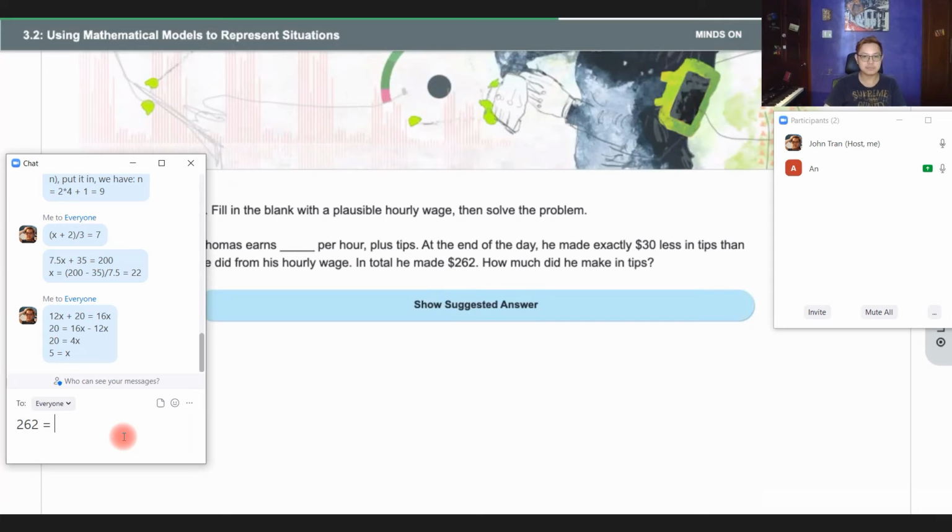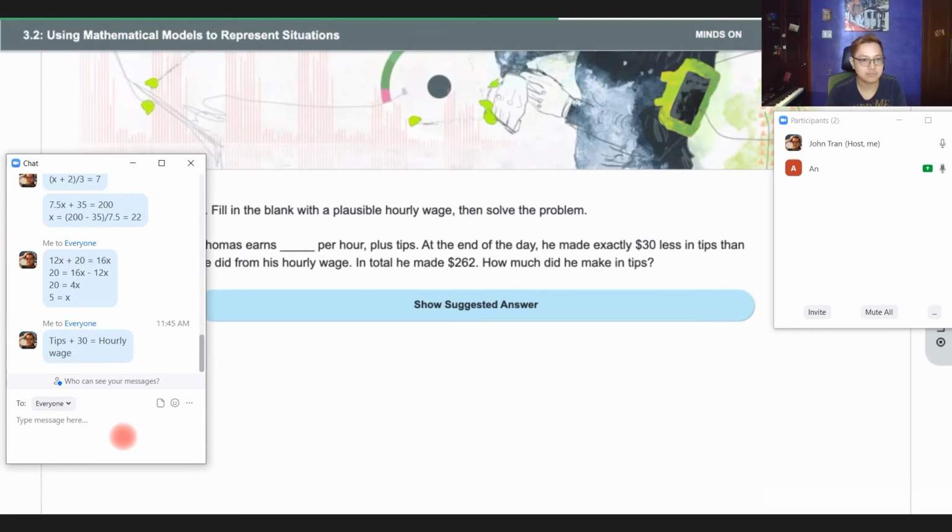His hourly wage. But the problem here, they did not ask for the hourly wage. They asked how much he made in tips. It's weird, right? Okay, let's just try to solve for hourly wage now. Try to understand the situation. At the end of the day, he made exactly $30 less in tip than he did from his hourly wage. In total, he made $262. How much did he make in tip?